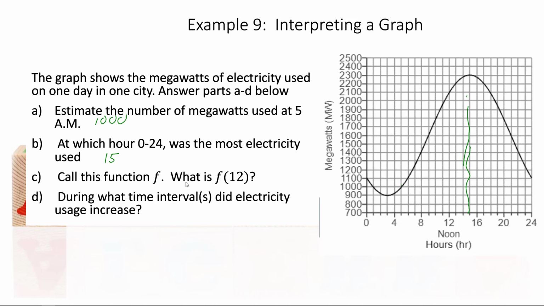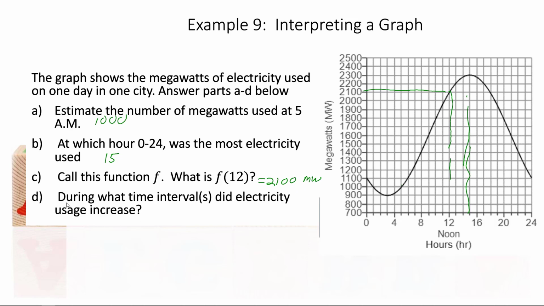Okay, so we're going to call this function f. Okay, and we want to know what the value f is when the independent variable or the input is 12. Well, here's the input. That's 12. We can take that up. Hopefully I can stay on the line this time. And that goes all the way up to here, which is 21. So f of 12 is going to be equal to 2100 megawatts.